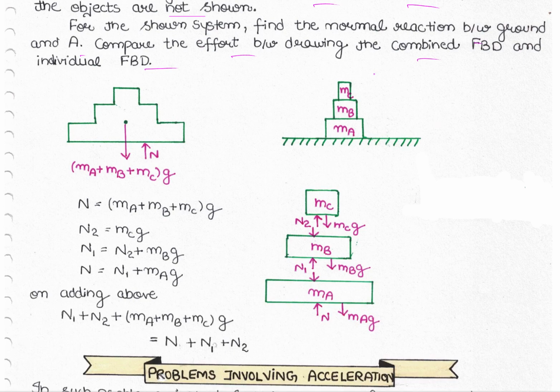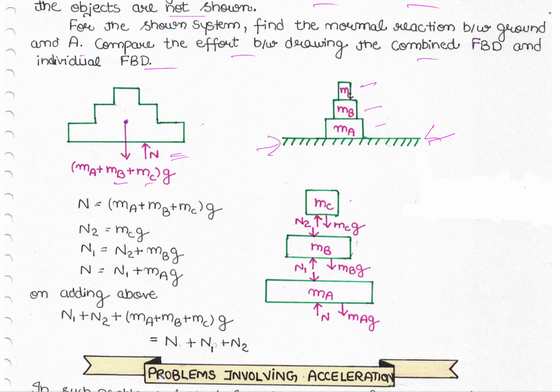So if we have masses MC, MB, MA situated on a surface, then we can draw a free body diagram like this. For the combined free body diagram, we can treat these three masses as a point mass, that is MA plus MB plus MC, and G would be its weight along the center of the earth, and this is the normal force due to this surface.